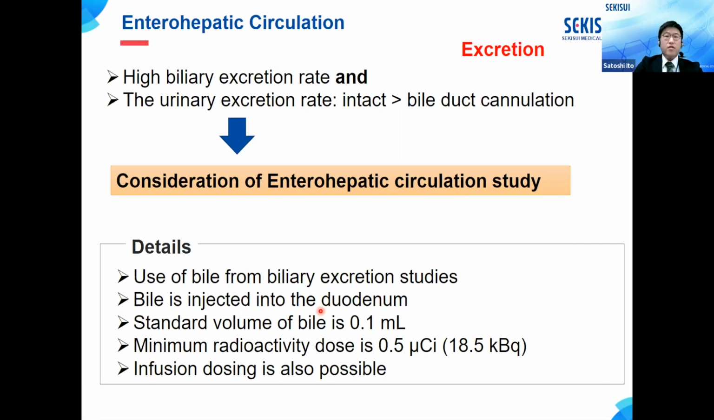Bolus injection, which is direct injection using a syringe, is the most common method. We also offer infusion dosing, which is slower injection using an infusion pump.